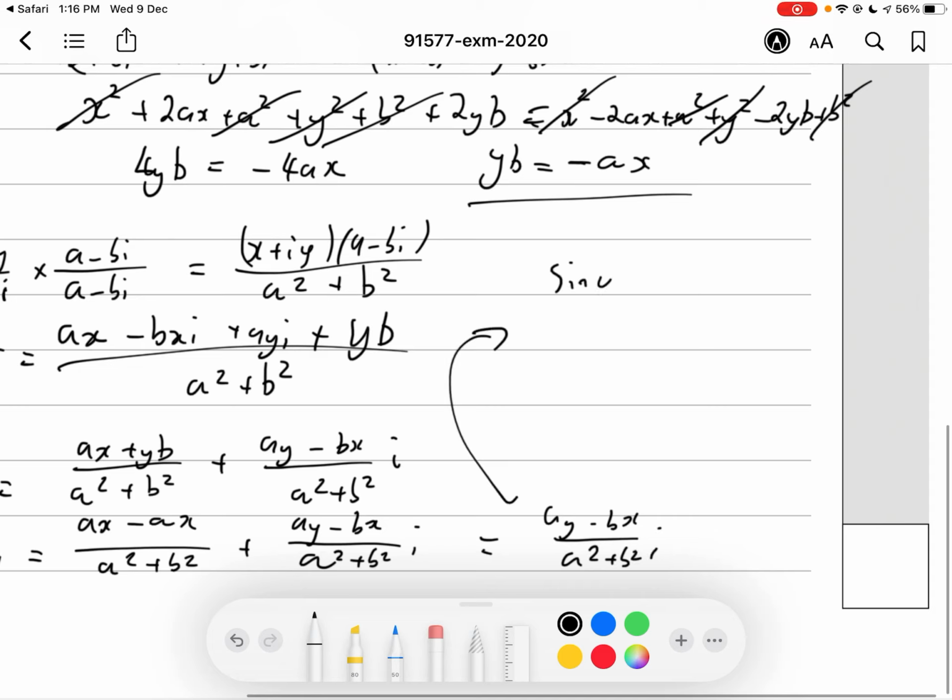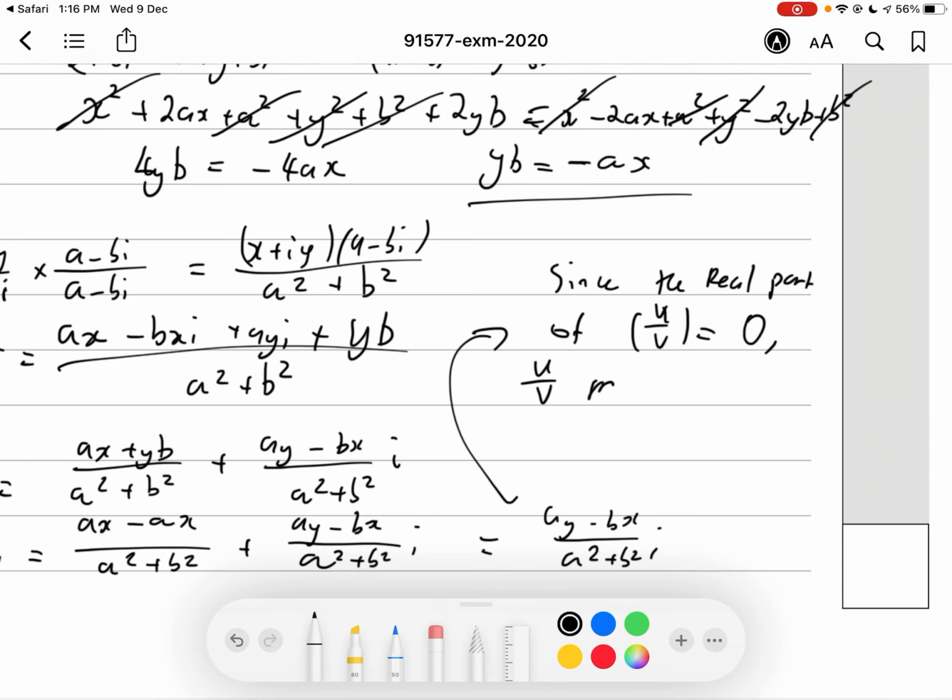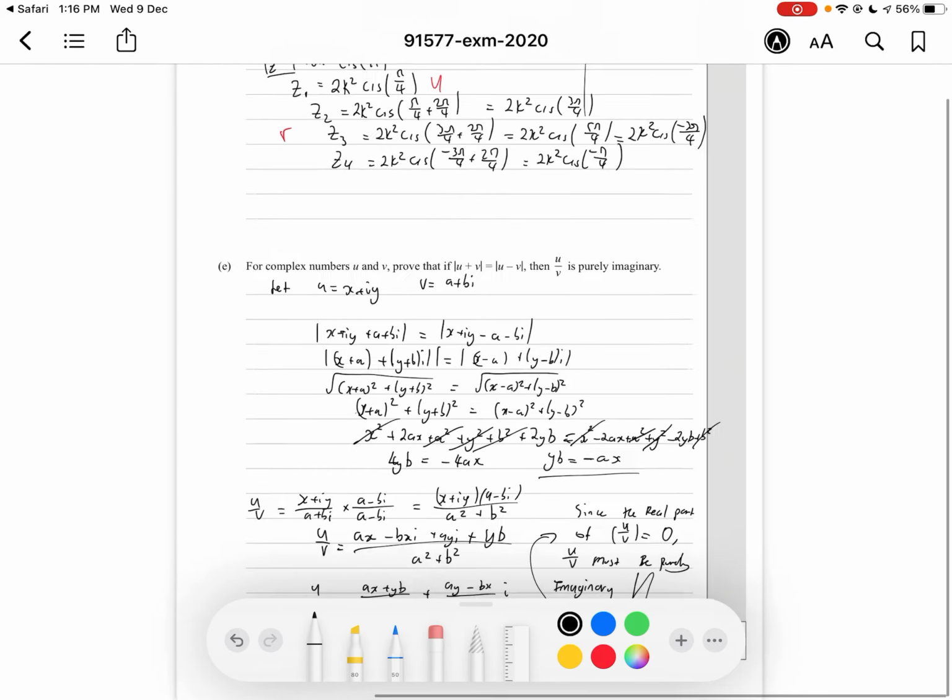So we can say that since the real part of u over v equals 0, u over v must be purely imaginary. And that's our final answer for this question.